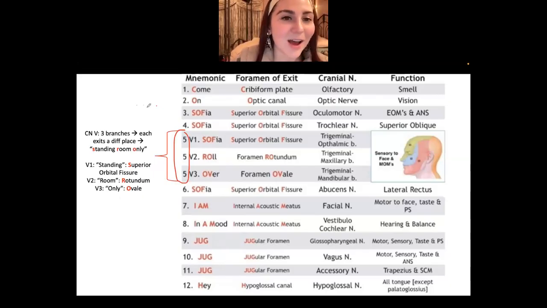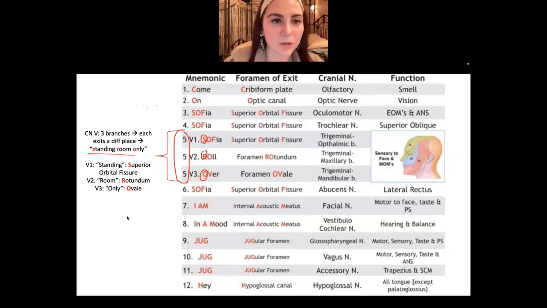It does work. Other ways people remember this stuff is the 3 branches of cranial nerve 5. Some people remember it as standing room only, because each branch of cranial nerve 5 exits in a different part of the skull. I think this is what First Aid says: standing room only for the 3 for 5. And then what they line up with: standing is the superior orbital fissure, room is the foramen rotundum, and only is the foramen ovale. So this is the mnemonic, and this is the actual physical part of the skull it exits, what it lines up with, if that makes sense.